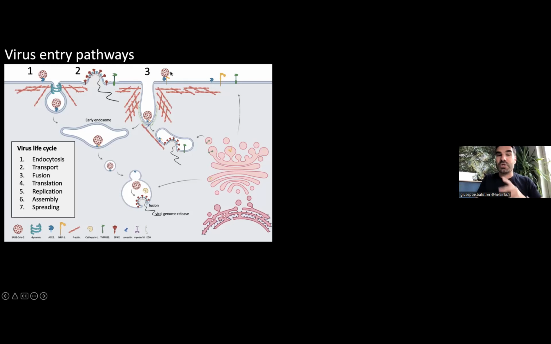And then the third option is when you have two receptors. In this case, the cell takes the virus in, but instead of delivering it to the stomach, it brings it into another compartment where more proteases are concentrated. So the fusion event and the delivery of the genome is even more efficient than in any other pathway.